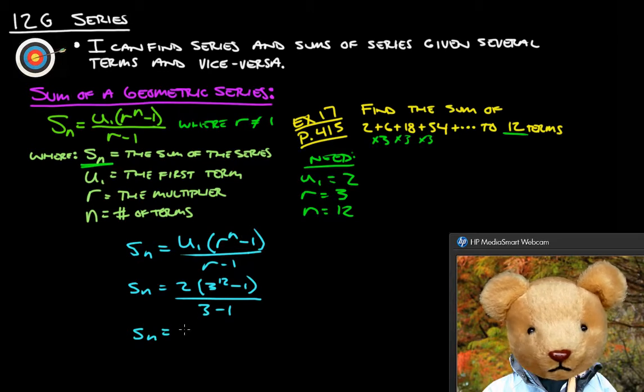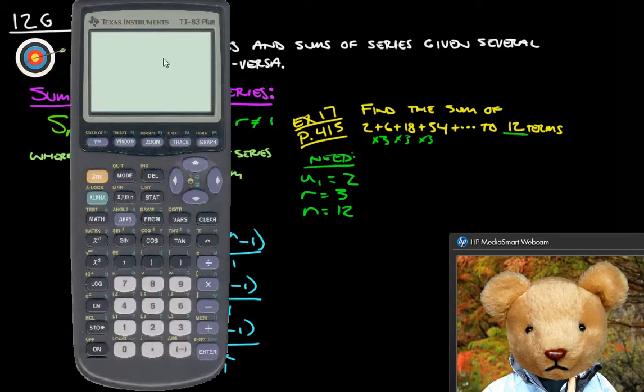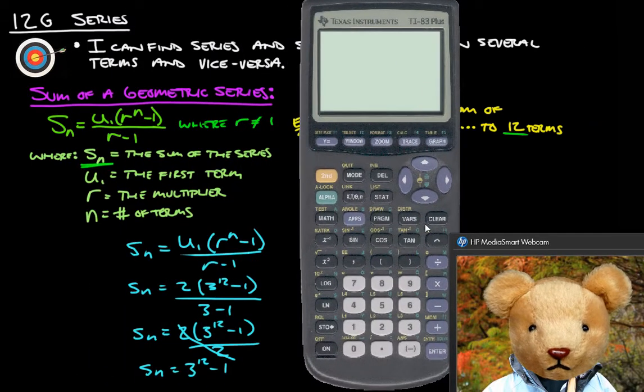All right, so let's simplify this as much as we can. 2 times 3 to the 12th, can't really do a whole bunch with that, right? We got to actually calculate that out. Minus 1 all over 2, right? So this is kind of nice because these 2's will just reduce each other down to 1. So really our S of n is just 3 to the 12th minus 1. I do not know what 3 to the 12th is, so let's figure it out on our calculator.